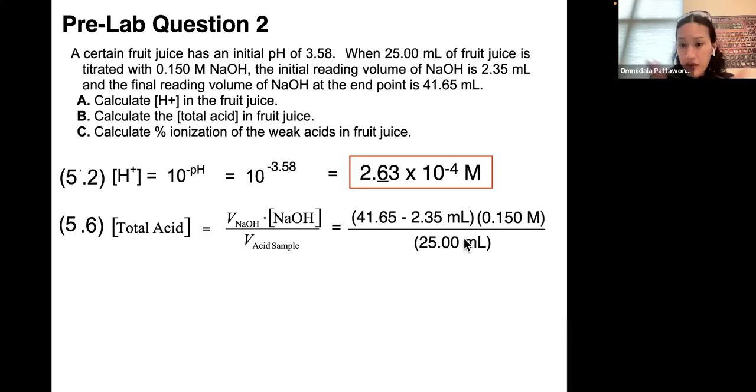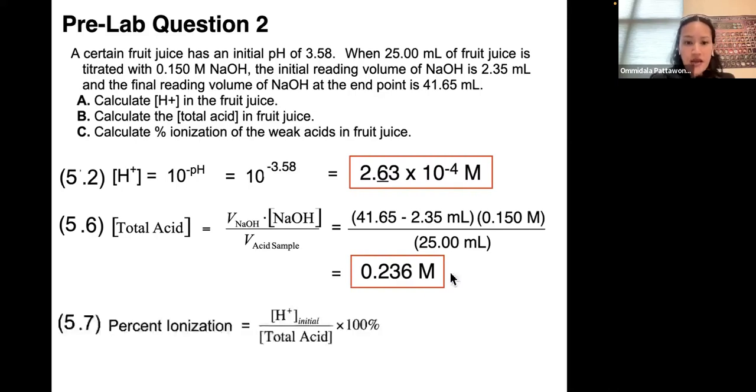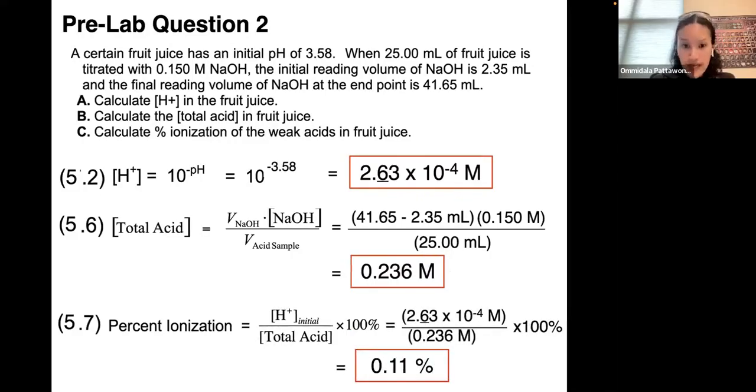Again, you are welcome to change to liter, but the reason why I don't have to change here is because milliliter and milliliter cancel each other out. So the final unit would be in mole per liter. The last step, in order for us to calculate the percent ionization, is the amount of proton divided by the concentration of the total acid. That is going to come out to be 0.11%. That means the weak acid in this fruit juice is very weak, right? It's only 0.11% ionized. That's what it tells me.